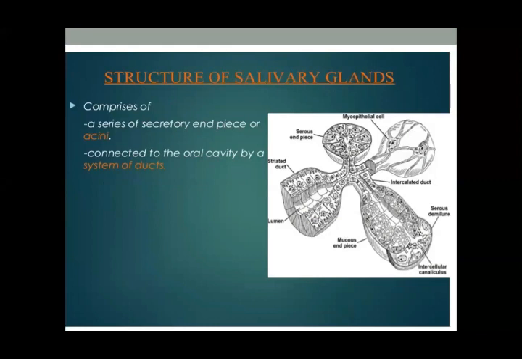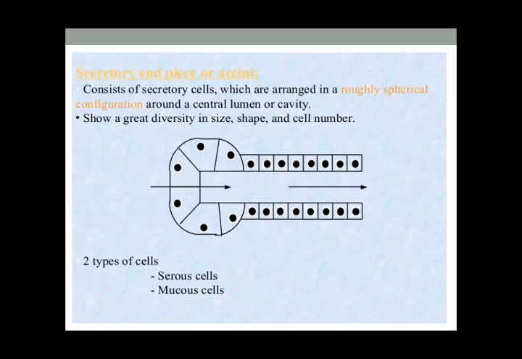The structure of salivary glands: they comprise a series of secretory end pieces or acini connected to the oral cavity by a system of ducts. Secretory acini consist of secretory cells arranged in a roughly spherical configuration around a central lumen, and show great diversity in size, shape, and cell number. Two types of cells are present, serous cells and mucous cells.